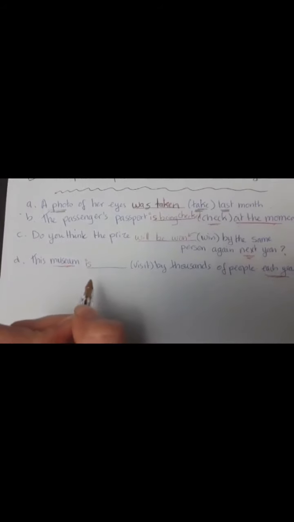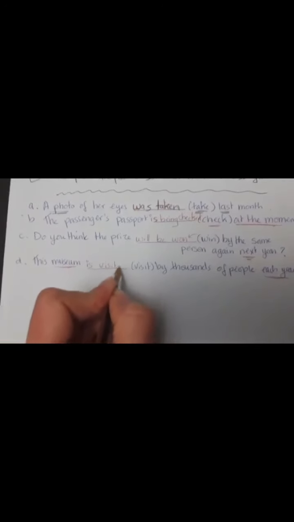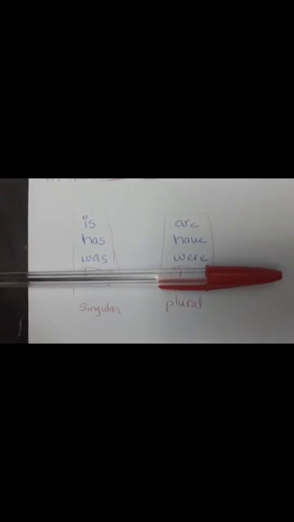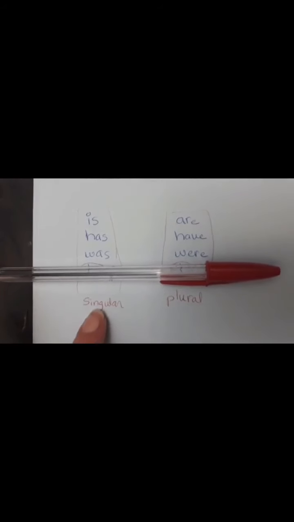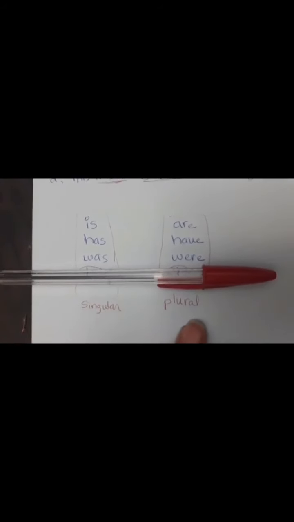4. This museum visited by thousands of people each year. Each year is used for the present simple tense to show that this action is repeated. This museum is, because museum is singular, and as I've just said, this sentence is in the present simple passive. This museum is visited by thousands of people each year. Remember that is, has, was are used for the singular, are, have, were are used for the plural.